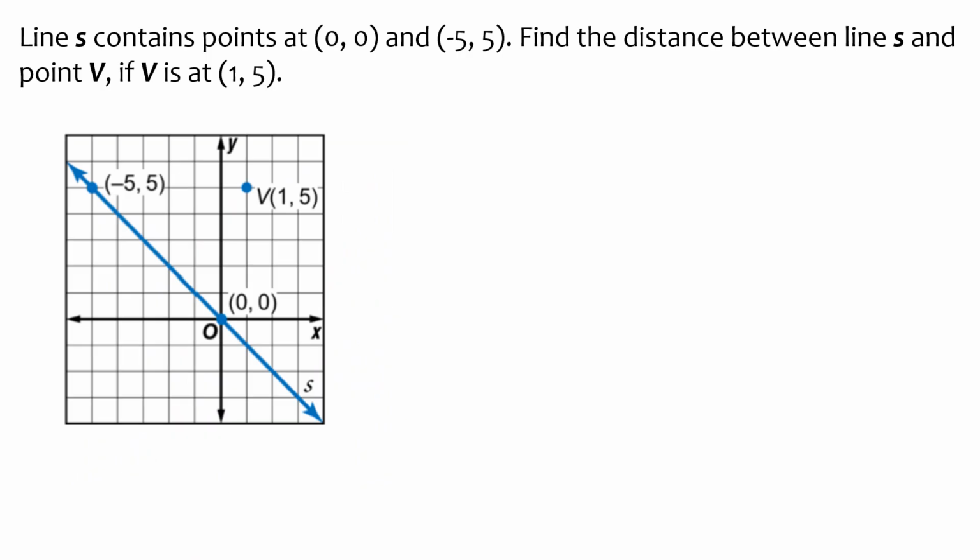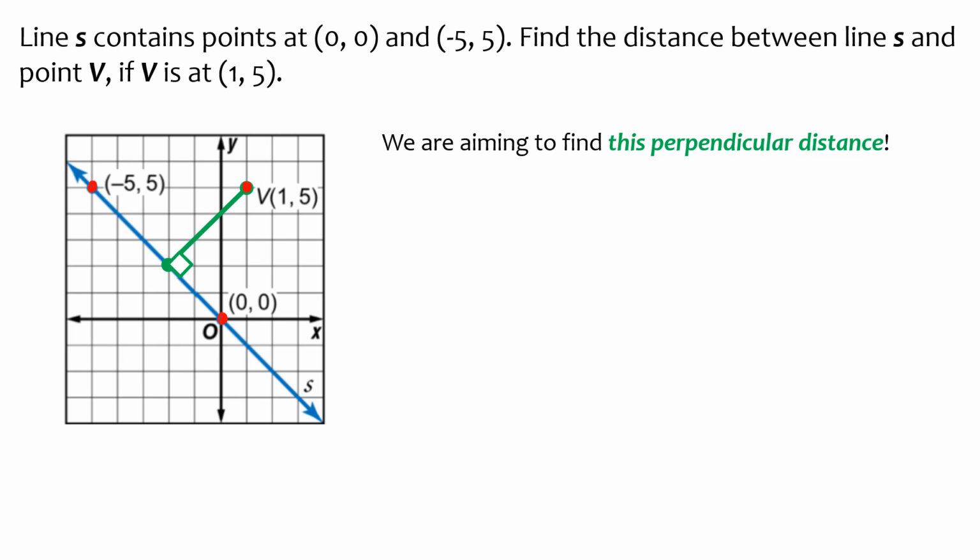So here's an actual example that we're going to be working through to illustrate this task. We have line S, and we have 2 points on line S, 1 point at -5,5 and 1 point at 0, 0. And then we have this point V that's not on the line, and V has coordinates 1, 5. So we want to figure out the distance between line S and point V. So overall, we are looking to find this perpendicular distance.